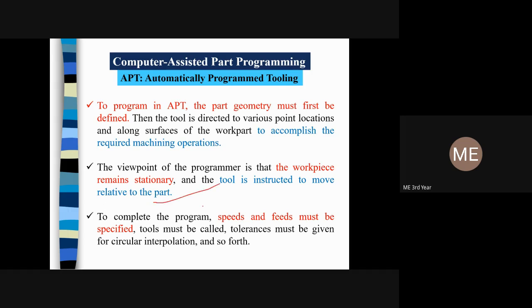Another thing is to complete the program: speeds and feeds. In the last class, that is in CNC, you have already seen that speed and feed must be specified. So here also this is a similar kind of CNC programming, but it's an advanced version of CNC. So here also we have to follow some of the same process, that is the speed and feed must be specified and tool must be called. As in CNC it is M06, the tool change, the tool must be called, where the tools are situated and what type of tool you have to mention. Tolerance must be given. Circular interpolation is not needed, it is done by the MCU, that is machine control unit, and so forth.